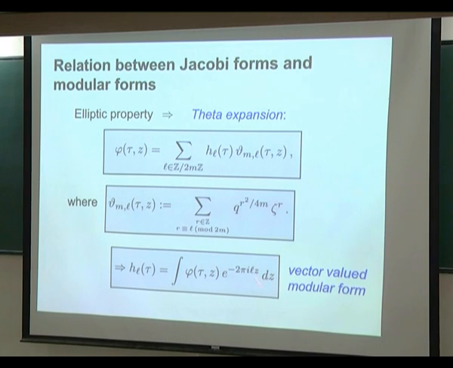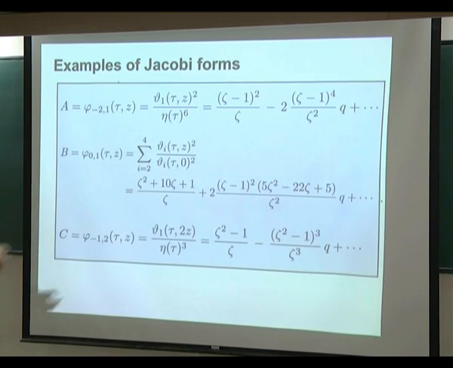Okay, so to be more precise, there's 2m of them. So you write a vector, and they're what is called a vector valued modular form, namely that as a vector they transform under SL(2,Z), they can transform into each other as well with some finite dimensional matrix. So that's the relation. A Jacobi form essentially is the same as a vector of modular forms. So you can go back and forth depending on what is convenient.